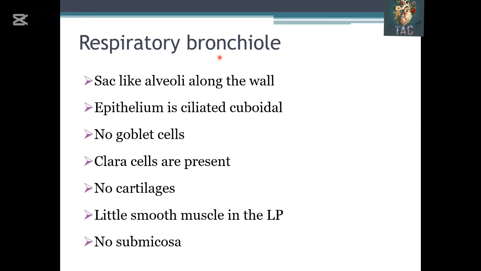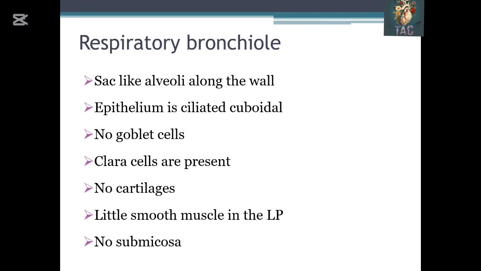So respiratory bronchiole, an important point to remember, which is important from the MCQs point of view also. It has sac-like alveoli along the wall. The epithelium is ciliated cuboidal now. No goblet cells usually. Clara cells are present. No cartilage. Little smooth muscle.